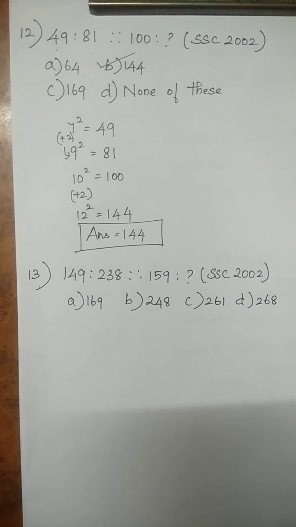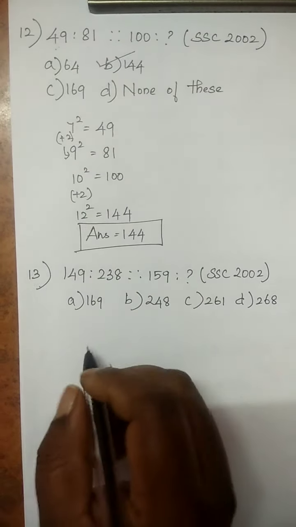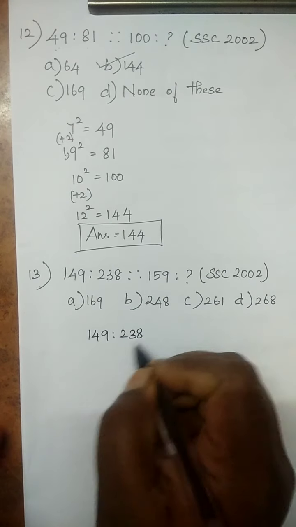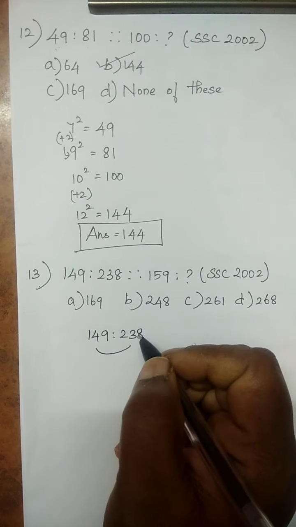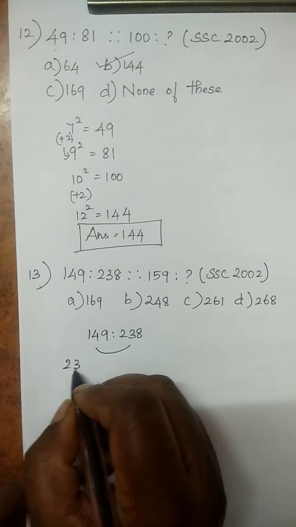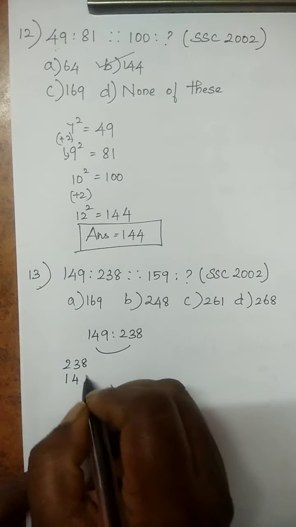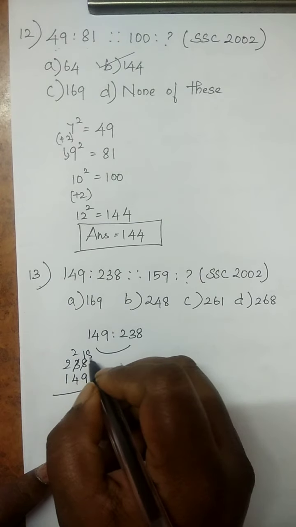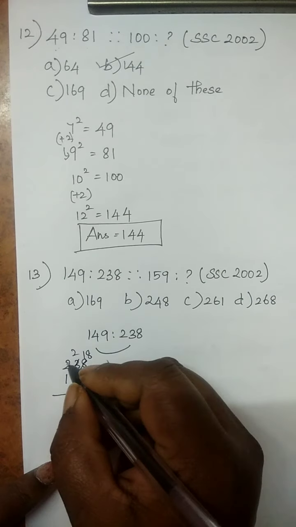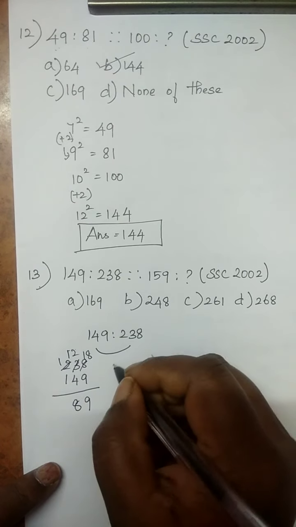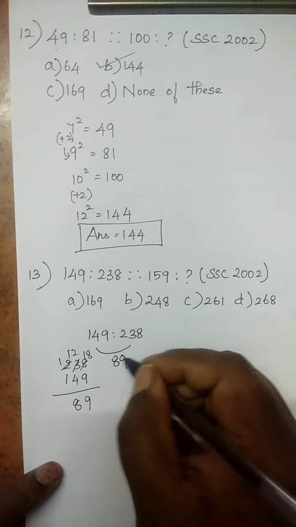What we have to do? First, we have to find the relationship between 149 and 238. What's the difference between these? Let's subtract 149 from 238. So here it's 2, 18, 9, 12 minus 4 gives 89. Hence the difference is 89.